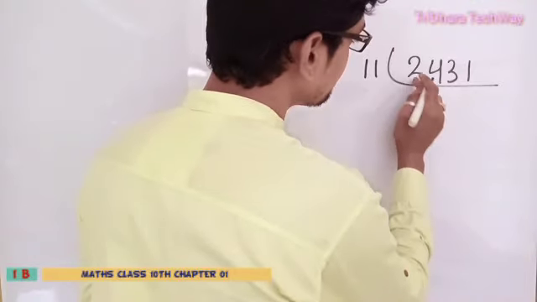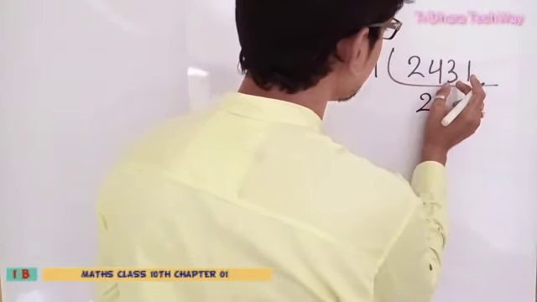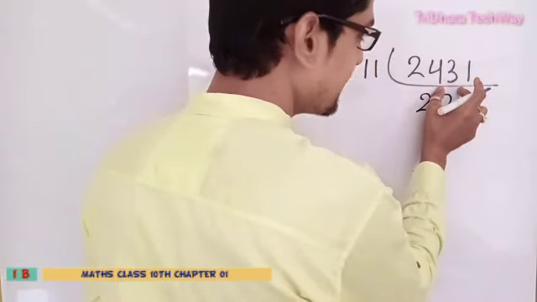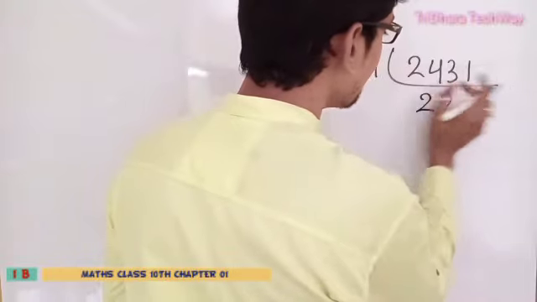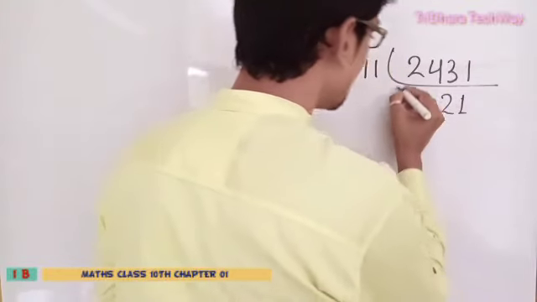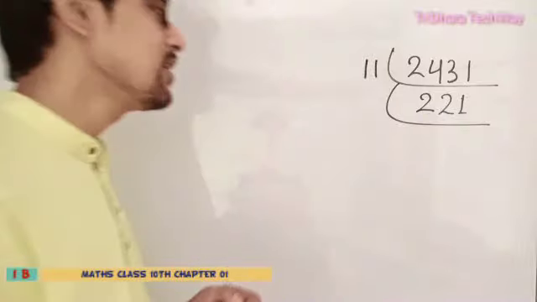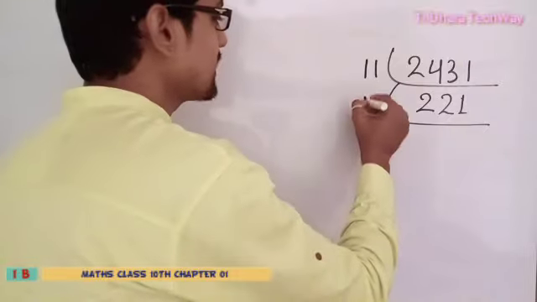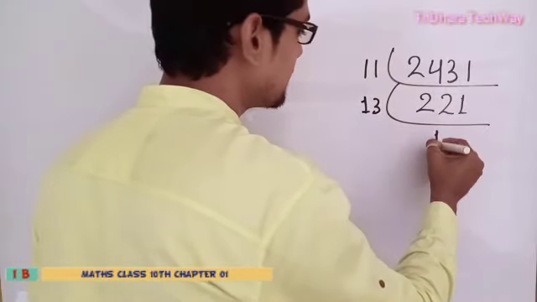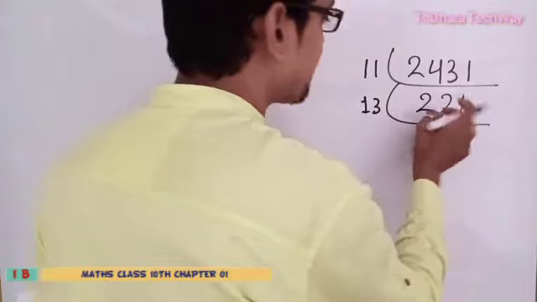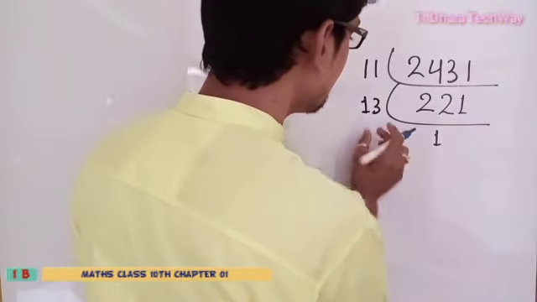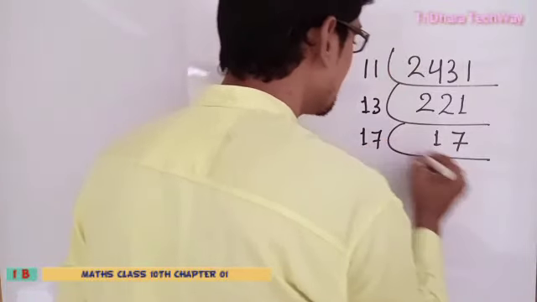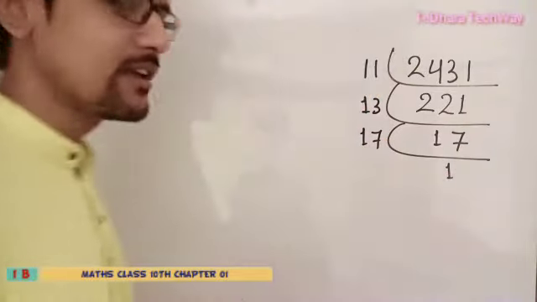11 2s are 22, 2 carry. It means 23. Again 11 2s are 22. This was 23, 1 carry and it makes 11 here. Now 11 1s are 11. Once again you have to find by which number 221 will go. For 221 you have to use 13. 13 1s are 13 and 9 left. This 9 makes it 91. 13 7s are 91. And now 17 is a prime number, so it will go by itself 1 time.